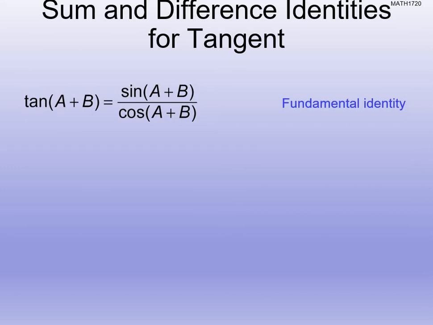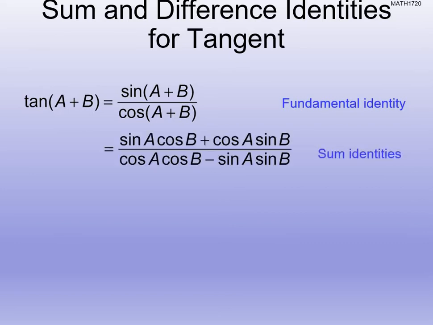If we have tangent of a plus b, we can rewrite tangent using the fundamental identity, tangent is sine over cosine. So if we had tangent of theta, it was sine of theta over cosine of theta. So we can rewrite tangent of a plus b as sine of a plus b over cosine of a plus b. And now that we know the sum identity for sine and the sum identity for cosine, we can rewrite these.